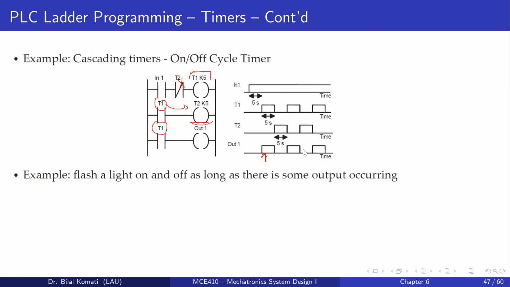So we'll keep doing this. Here we can cascade. An example is to flash a light on and off as long as there is some output occurring. It can be done by cascading timers, and you can do it as an exercise, and we will discuss it in class also. So try to prepare it.